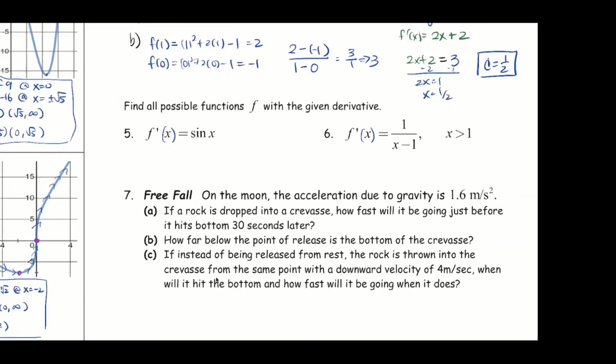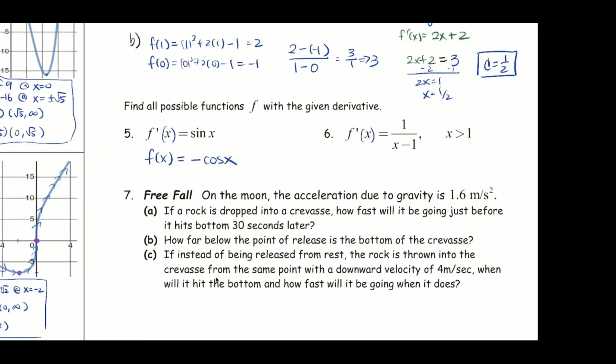Let's move on to 5 and 6. It says find all possible functions f with a given derivative. So this is where we're going backwards. What function gave me the derivative of sine x? Well, I know the derivative of cosine is negative sine. So in order for it to be a positive sine, maybe my original function needs to be negative. So that means my original function must be negative cosine x, because if I take the derivative of negative cosine x, the cosine x gives me a negative sine, so negative times negative sine makes a positive sine. Okay, I got my derivative.